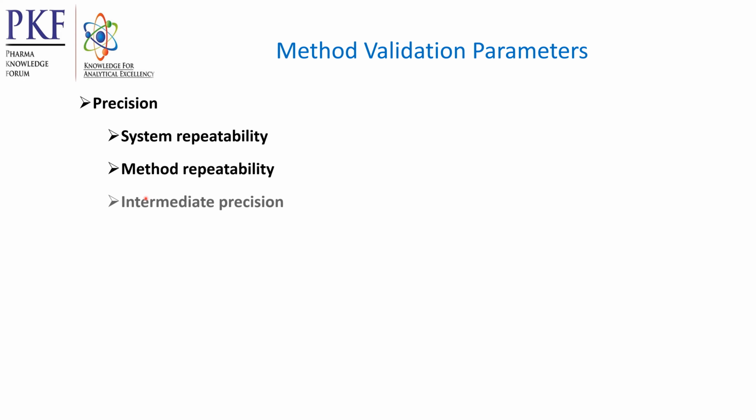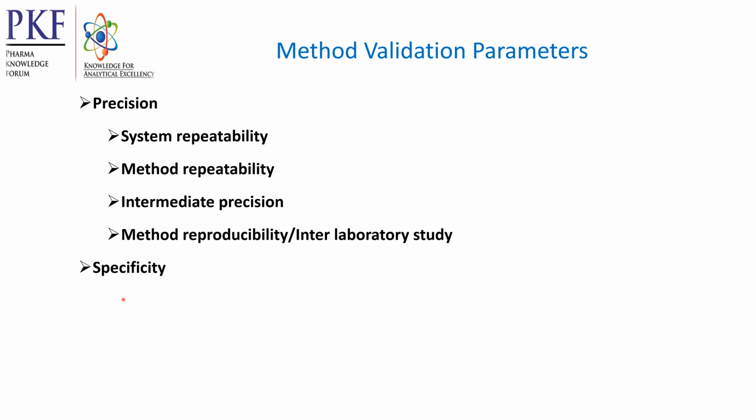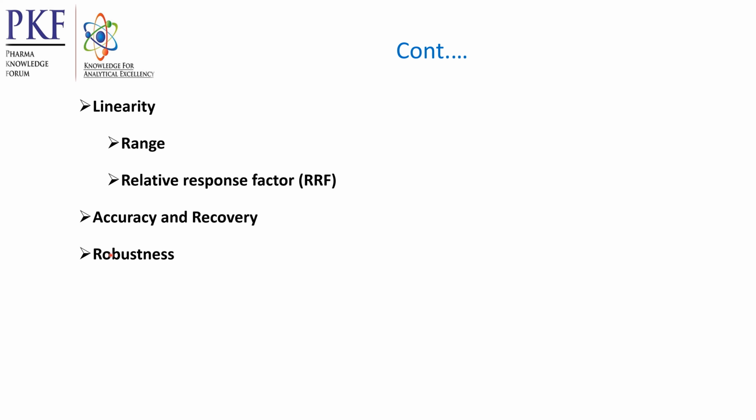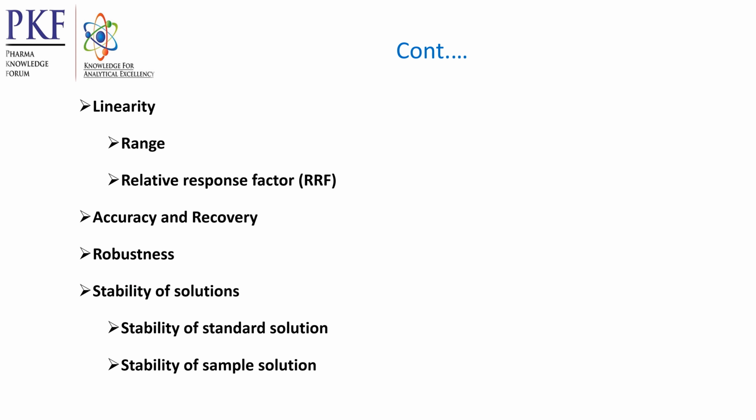Analytical method validation parameters include precision. Precision includes system repeatability, method repeatability, intermediate precision, method reproducibility, interlaboratory study. Next analytical validation parameter is specificity, detection limit or DL, quantitation limit or QL, linearity, which include range and relative response factor or RRF, accuracy and recovery, robustness, stability of solutions, which include stability of standard solution and stability of sample solution.